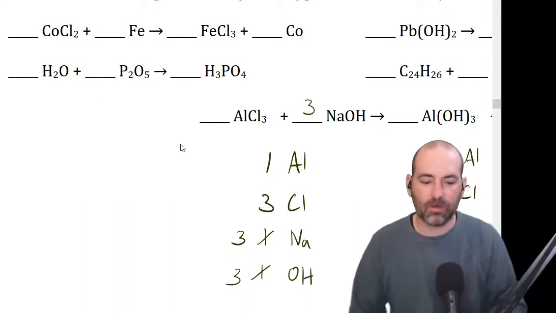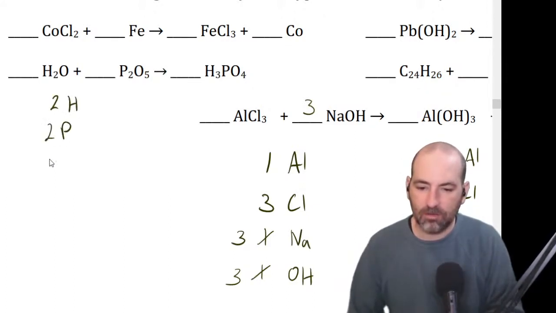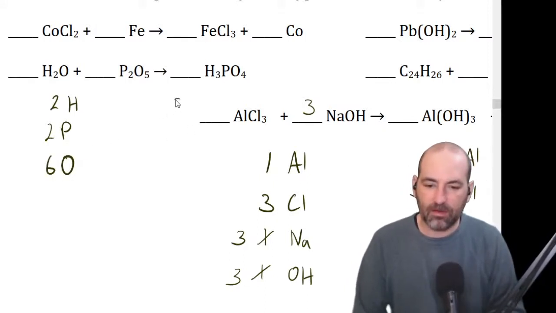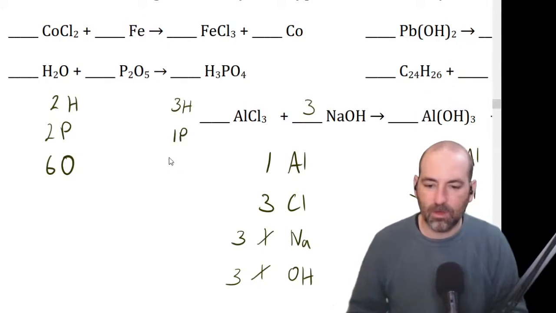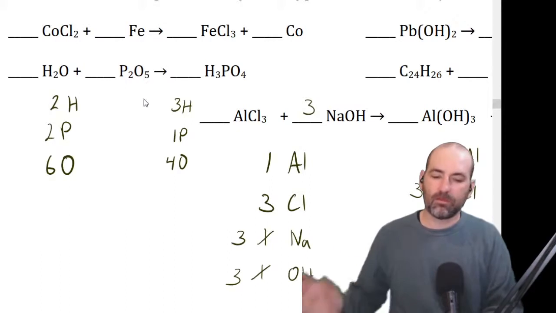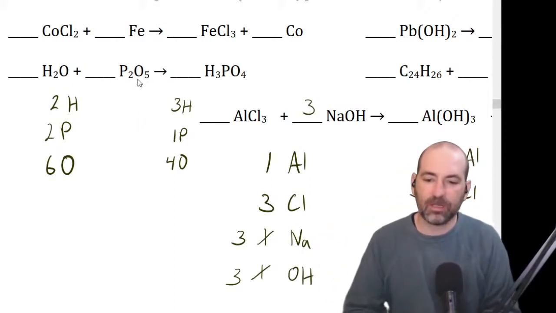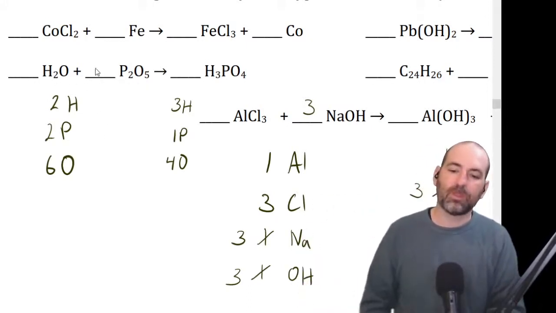And actually, let's do this one while we're looking at it. So we've got 2H, 2P, and 6O on the left. And then on the right, we've got 3H, 1P, sorry, P, and 4O. So with this one, again, like in the one a couple examples ago, we want to leave the oxygen till the end because the oxygens on the left are in multiple compounds. So we'll leave those to the end.